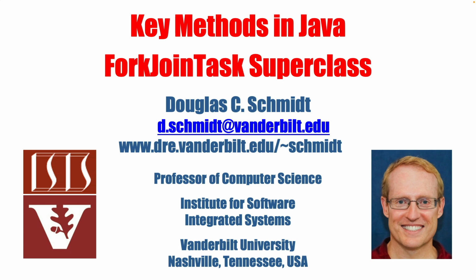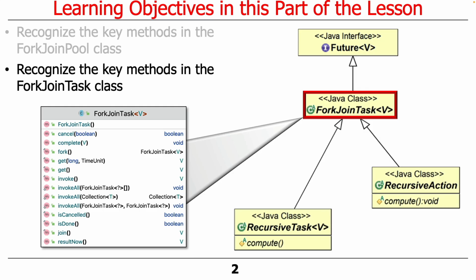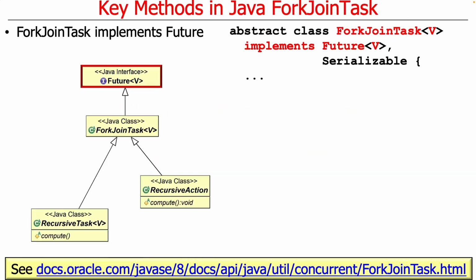So now that we've covered the key methods in the Java ForkJoinPool class, let's talk about the key methods in the Java ForkJoinTask superclass. And this will go into a bit more refinement of what we had talked about earlier when we talked about the hierarchy of classes and generally what this thing did.